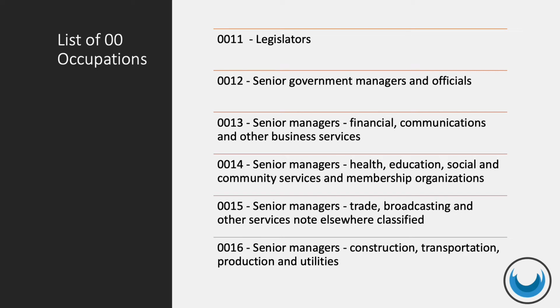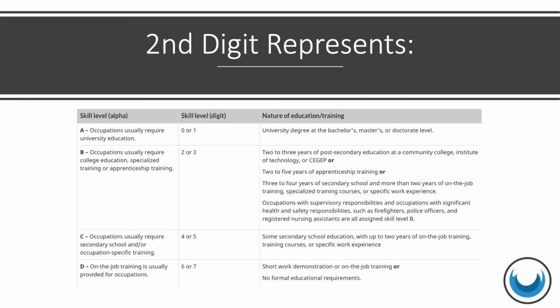So if you have any senior management, senior executives in any of these, then you kind of plug them into one of these NOC codes. So now let's talk about the second digit of a NOC code. Now, how do you understand if somebody is a NOC A, B, or C, or D? You must have heard that quite a bit. Let's understand by looking at the second digit, how do we know if somebody is at what skill level?